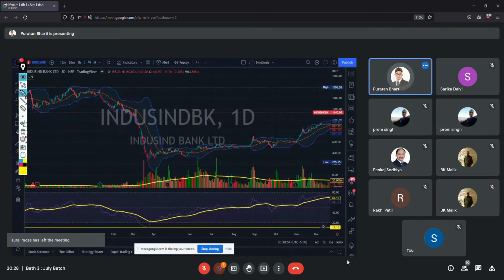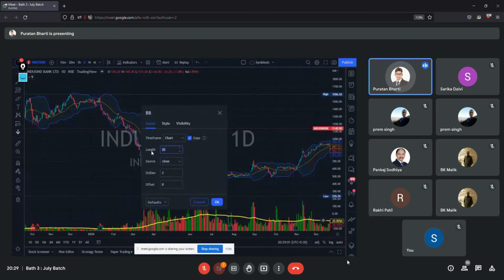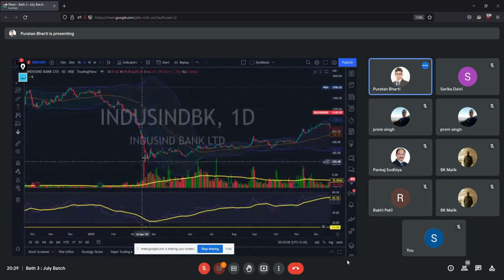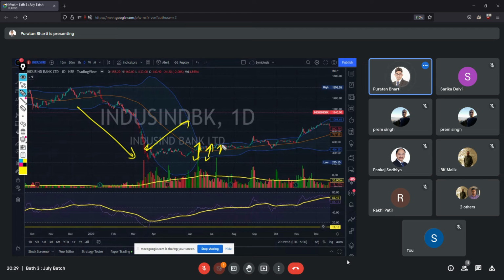So you have BB plus RSI. Now let's play around with the settings and see how it changes. What I'm going to do is make this 60 days. Let's see if you have the same assumption. Check this out here. There is increased volatility here. There's a lot of volatility here. Now the volatility after falling is contracting. That means the sell pressure is gone.